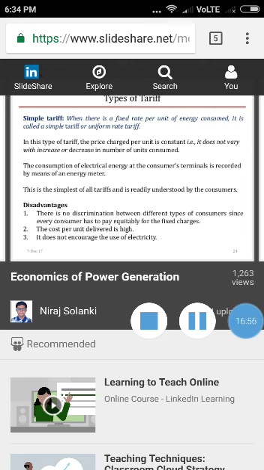Simple tariff. When there is a fixed rate per unit of energy consumed, it is called a simple tariff or uniform rate tariff. The disadvantages of this are: there is no discrimination between different types of consumers, since every consumer has to pay equitably for the fixed charges. The cost per unit delivered is high. It does not encourage the use of electricity.